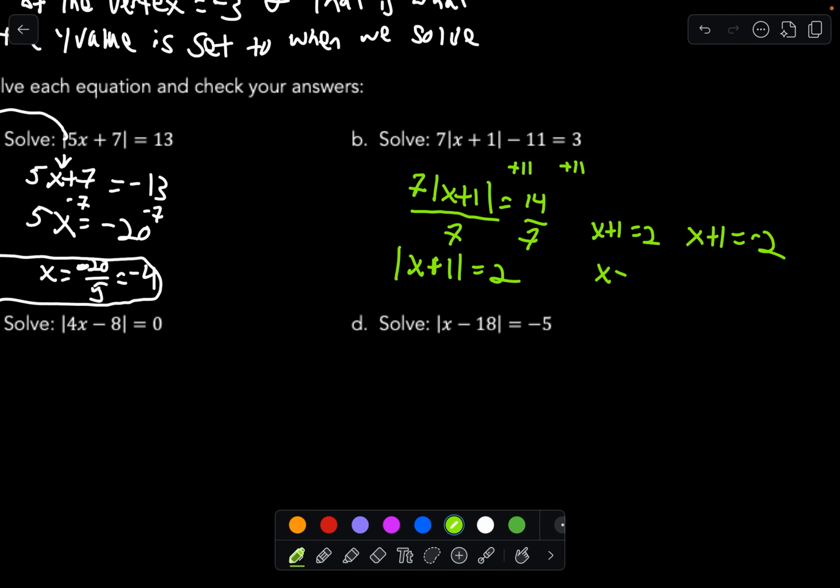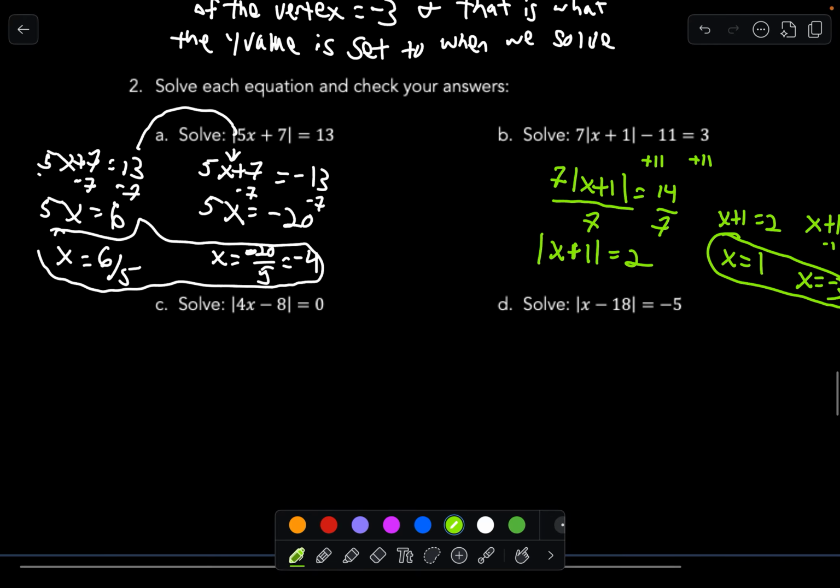Subtract 1, x equals 1. Subtract 1, a little bit tougher for some students, use a calculator if you need to, is going to be negative 3. Okay? And that's how you solve it.